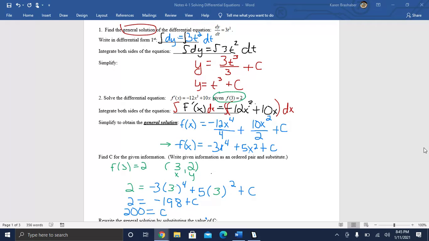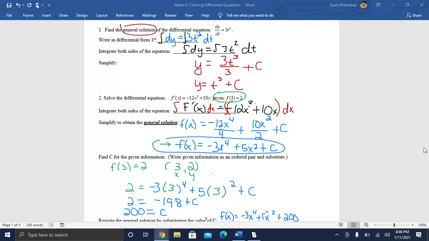And then the next thing says rewrite the general solution by substituting the value of c. So this is our general solution. And so f of x, the particular solution, when f of 3 equals 2, or in other words, the particular graph that intersects the point 3, 2, would be negative 3x to the fourth plus 5x to the second power, and then plus 200.